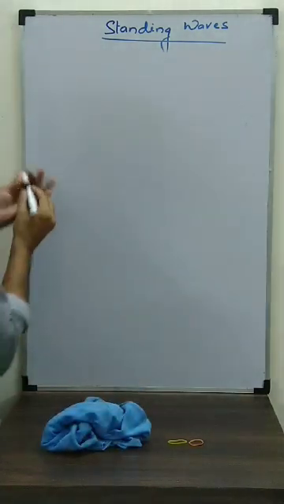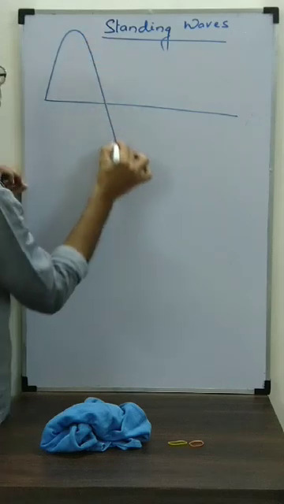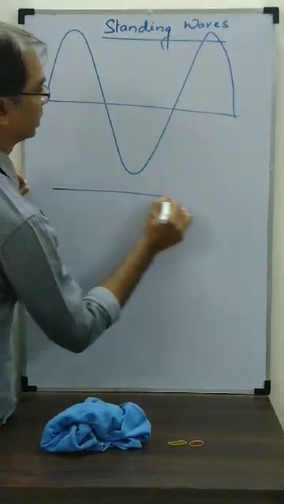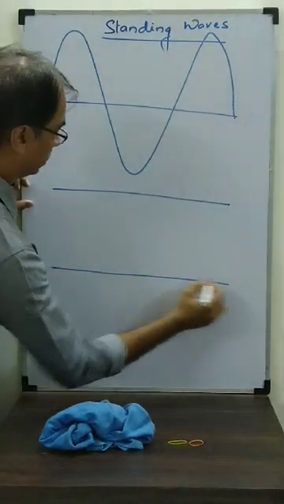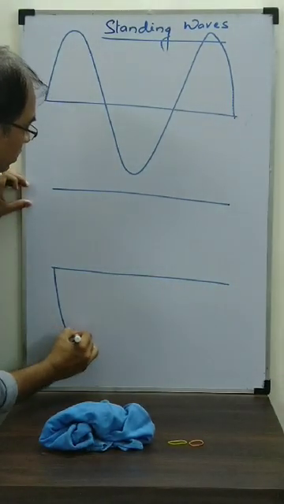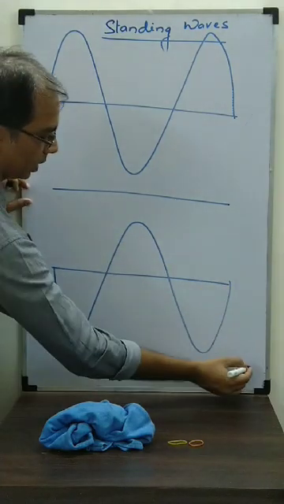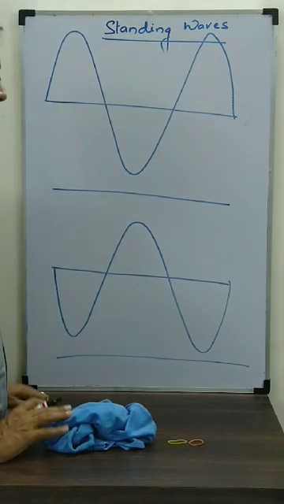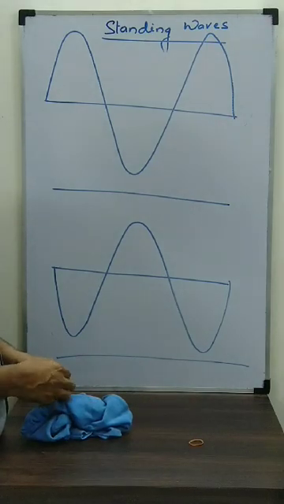Okay, in the first case, the standing wave we made was something like this. The second one was like this. The third one was in this way. And the fourth one again is straight. Okay, these are standing waves. Now let's try and understand where these waves are formed and what these waves are.